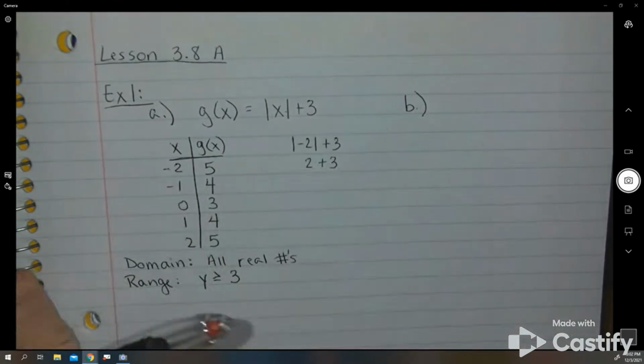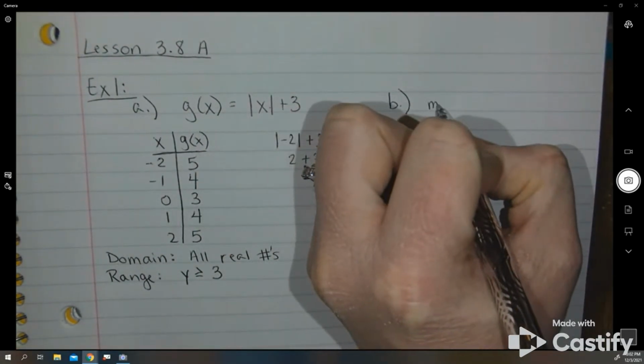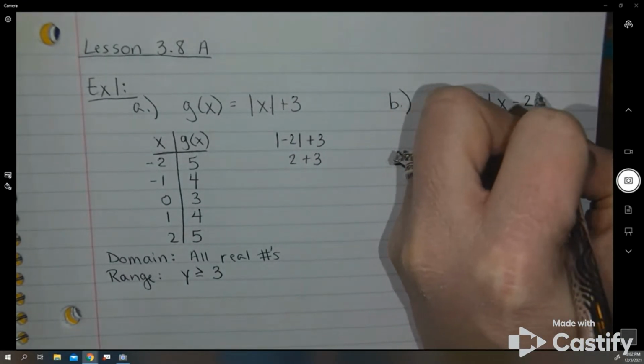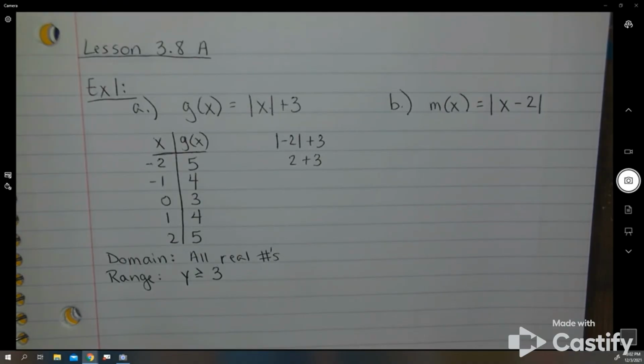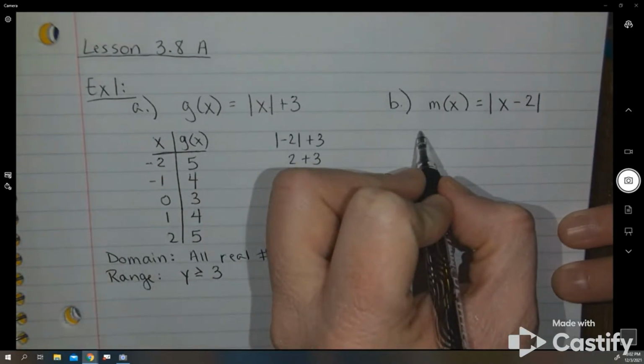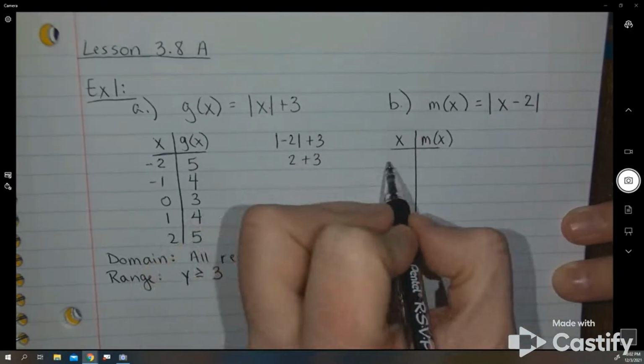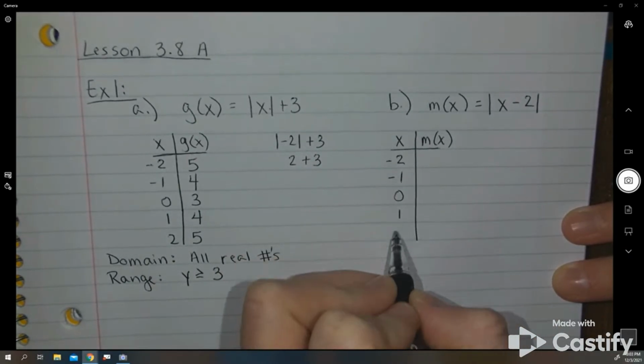Now we're going to look at our second function. For this one, we have m of x equals the absolute value of x minus 2. So again, I need to make a table of values. So I have x, m of x, and I'm going to use those same numbers again. So negative 2, negative 1, 0, 1, and 2.